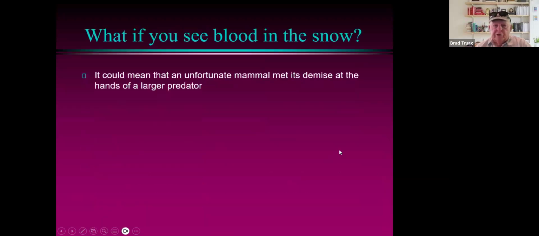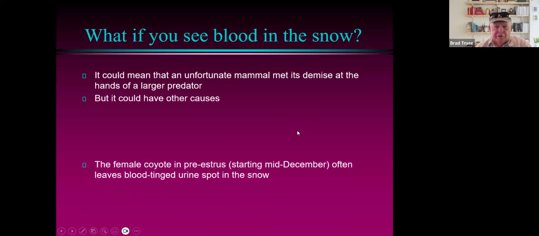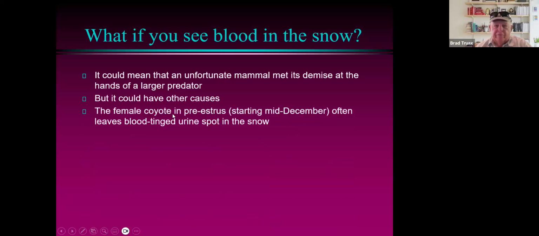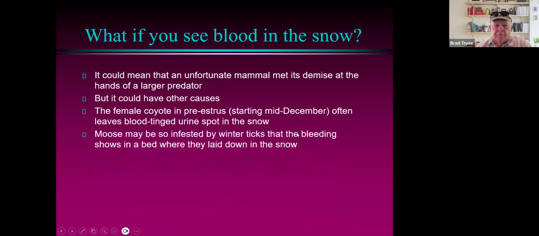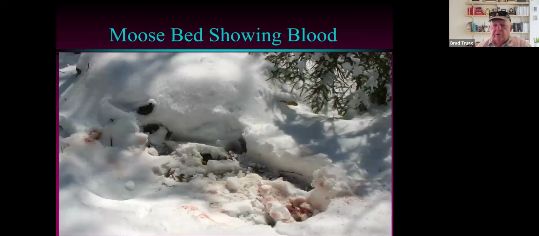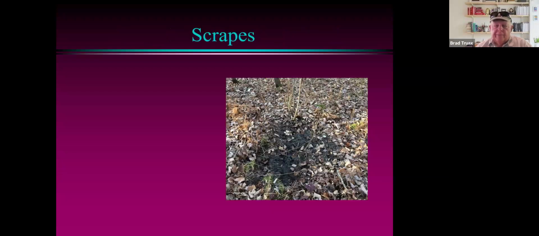What if you happen to see blood in the snow? Well, if you saw blood, it may mean an unfortunate mammal met its demise at the hands of a larger predator. But it could also have other causes. As we mentioned in the last slide, the female coyote in pre-estrus may leave a blood-tinged urine spot in the snow. And moose may be so infested by winter ticks that bleeding shows in the bed where they laid down in the snow. This is a moose bed. And once again, you can see blood in these areas. And that's simply because this moose was so infested by winter ticks that the blood was actually showing in the snow where he or she laid down.